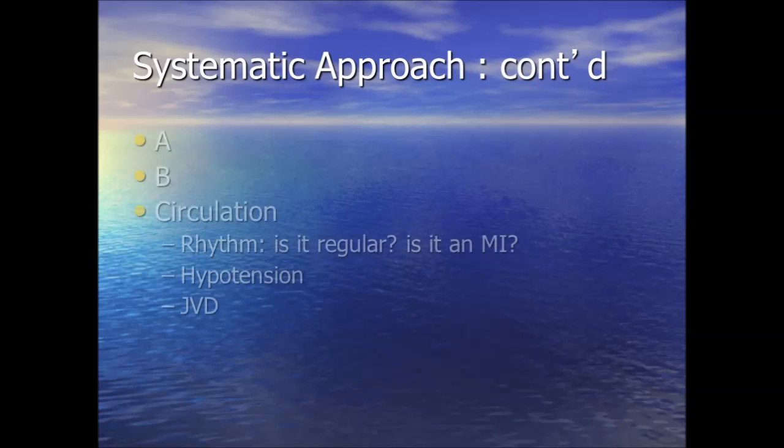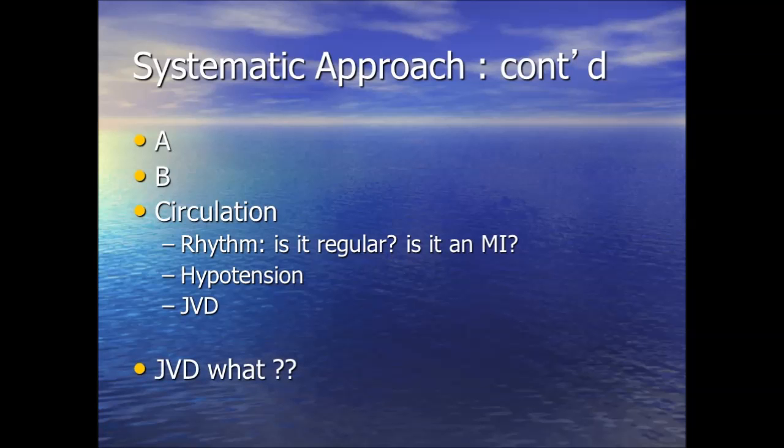No pulse. Go ahead and use it. Okay? All right, so part of the circulation, is it regular, is it not? Do they have low blood pressure, and do they have something called JVD? What the heck's JVD? Anybody know? Yeah, so you quoted it, jugular venous distension, but you didn't tell me what it is.